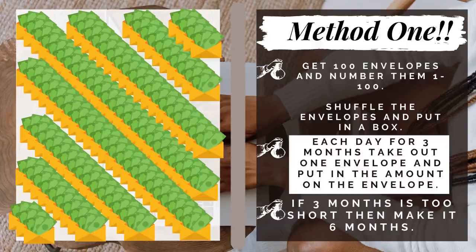You get yourself 100 envelopes, and in those 100 envelopes you label them 1 to 100. After that, you shuffle them up and put them in a box, a lock box, a box with a keypad, whichever you want, or put it in a safe. Every day you come to that box, open it up, and whichever random number is on that envelope is the amount of money you're going to put in there.